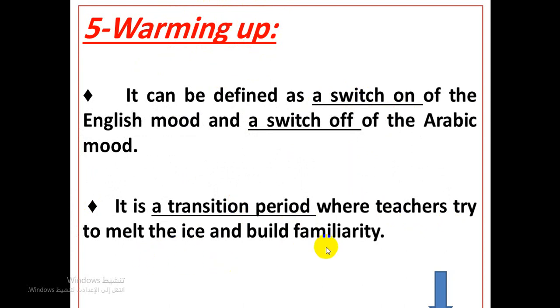Warming up aims to tune learners into the new activity. It is something around the task, not directly related to the task. Its language should be easy and of a social type. So teachers can achieve it by using games, puzzles, telling jokes, singing a song, and so on.